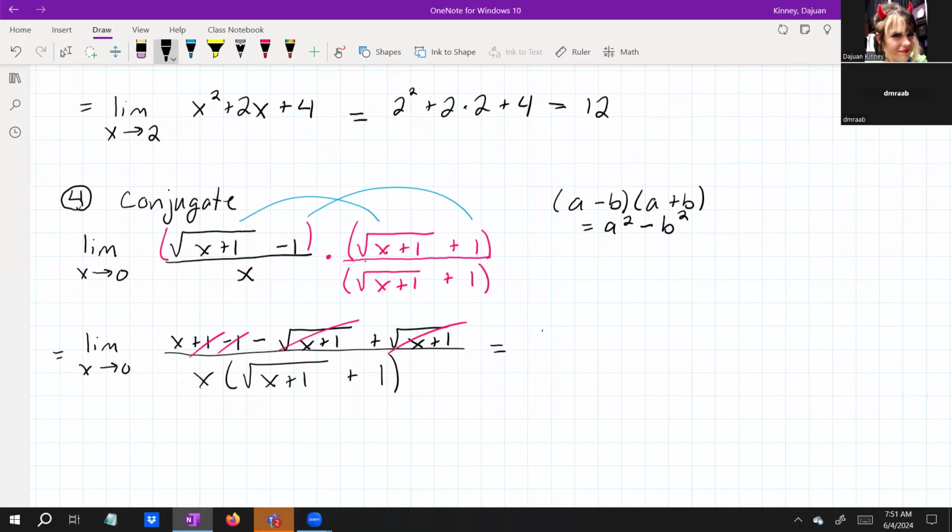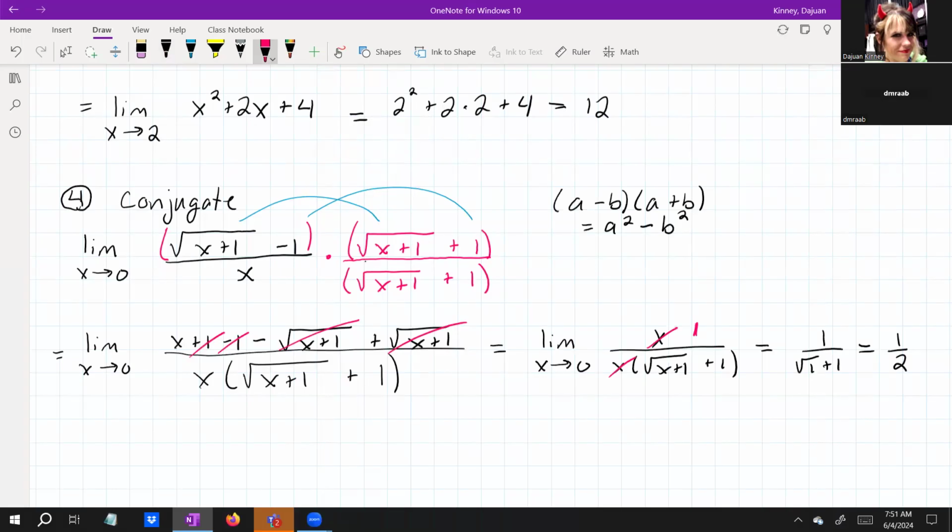We are left with the limit as x approaches 0. I have an x on top, and x times root x plus 1 plus 1 on the bottom. Now I can cancel off my x's. This leaves me with a 1 on top. But plug in 0, I get 1 over root 1 plus 1, which is just 1/2.